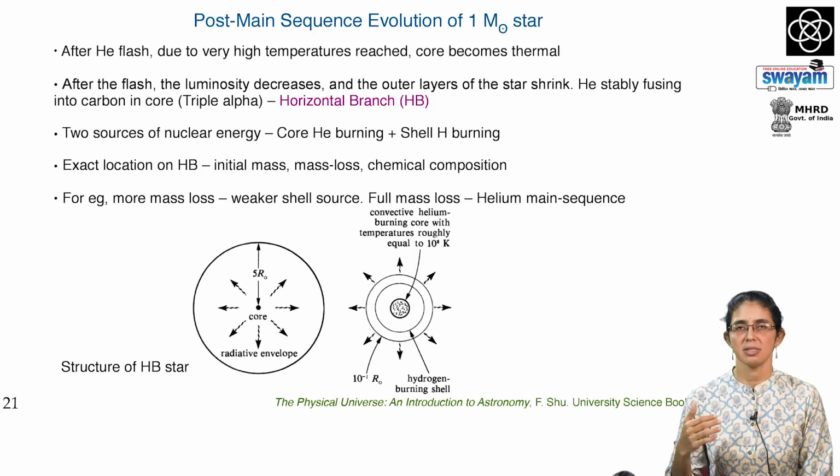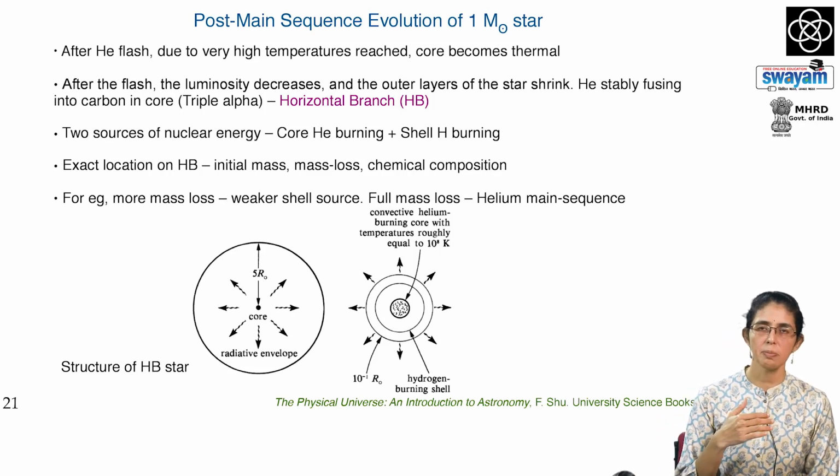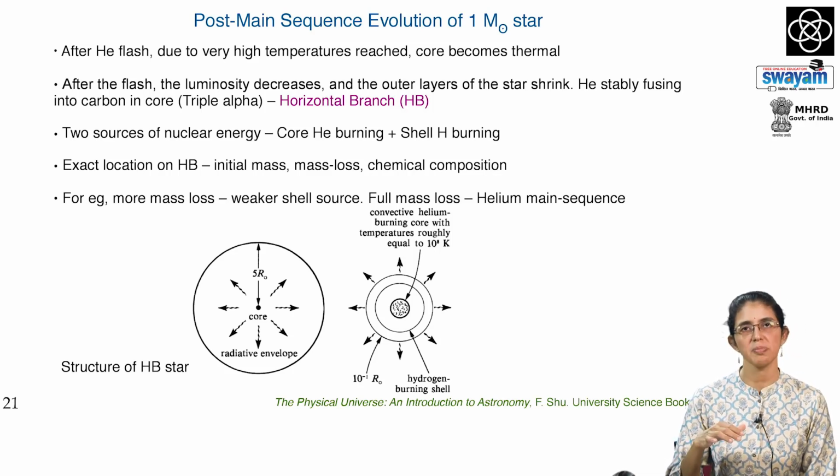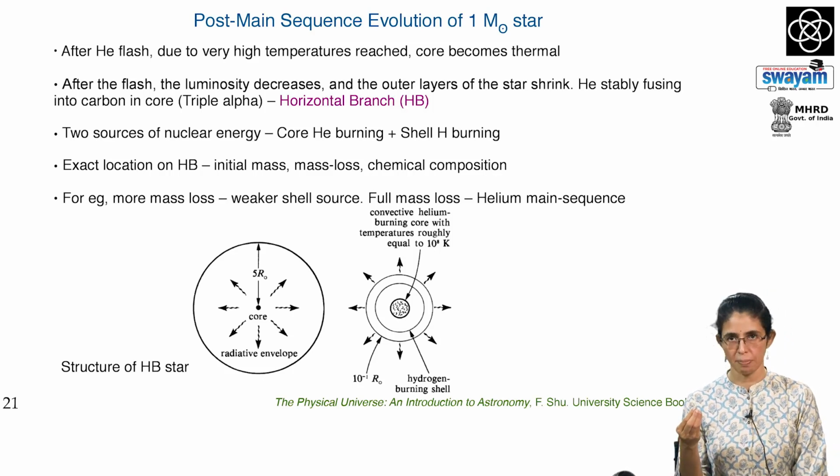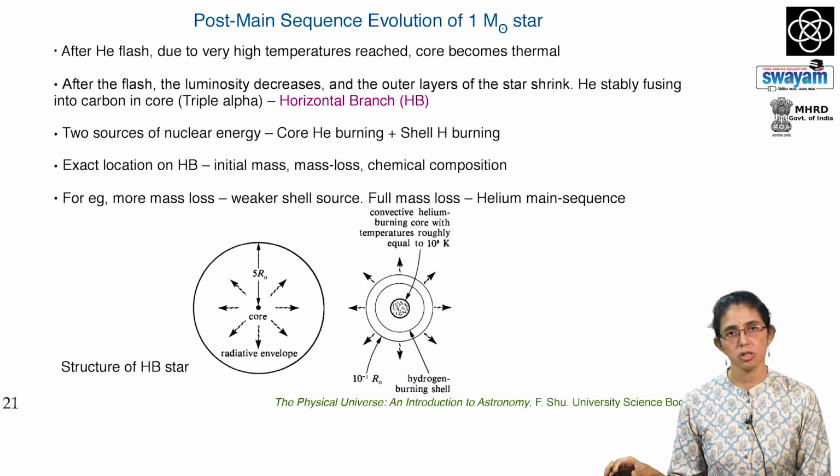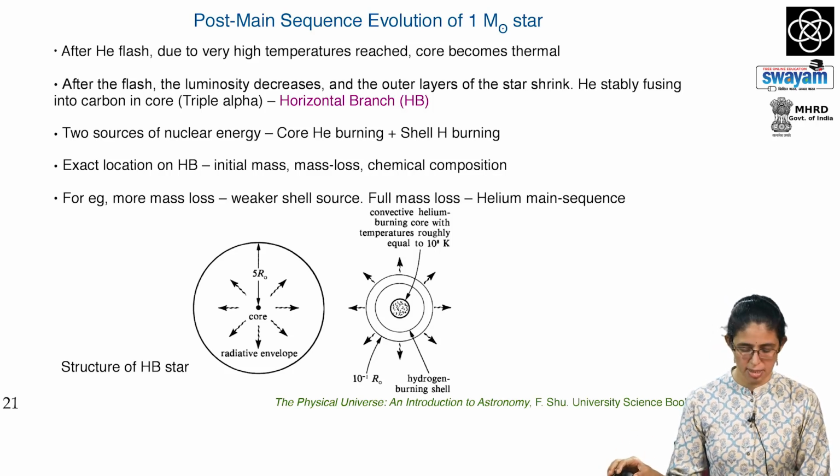And that is why these stars which are in this phase will lie along a horizontal branch in the HR diagram. The position of the stars in the HR diagram is decided by varying amount of mass loss. It could be the effect of age and also the effect of chemical composition. And the structure of the horizontal branch star is shown in the schematic here.